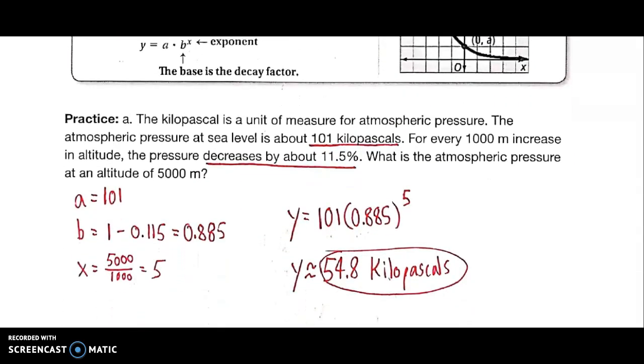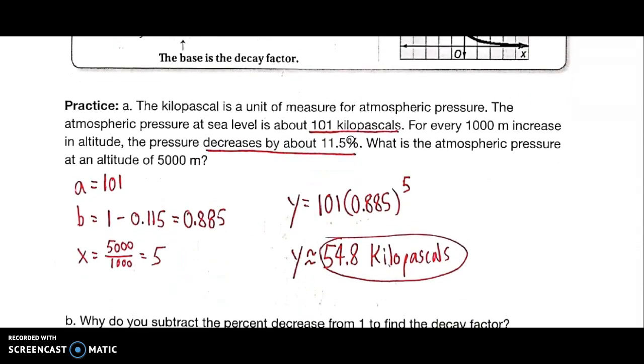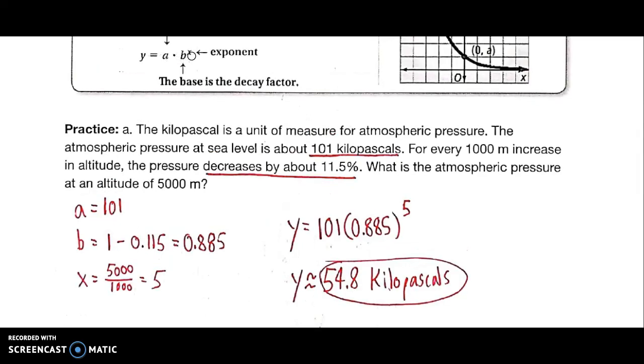So again, this starts out with the kilopascal, the unit of measure for atmospheric pressure. We start with an atmospheric pressure at sea level of about 101 kilopascals. So for every 1,000 meter increase, though, once we go up in altitude, pressure decreases by about 11.5%. Important word there now is that we're decreasing, not increasing. And we also want to use that to find the atmospheric pressure at an altitude of 5,000 meters.